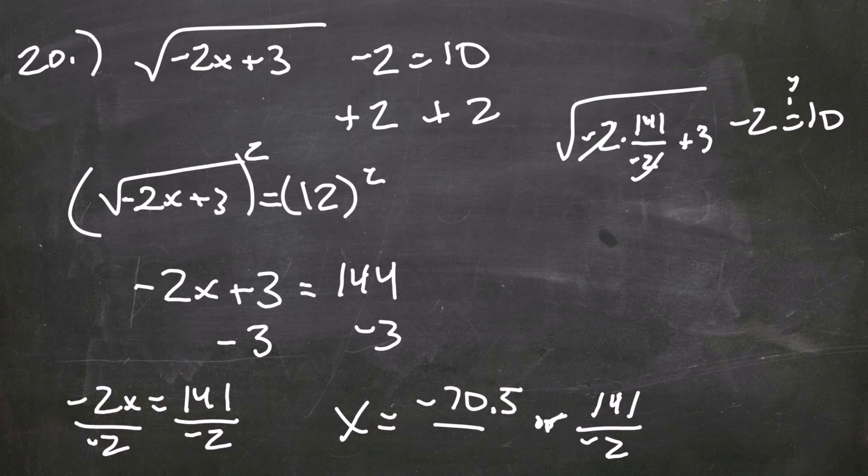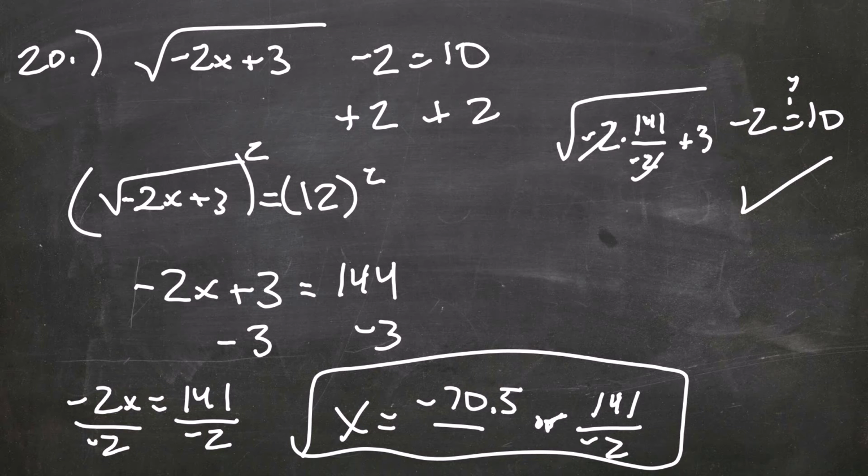Well, look, those cancel. 141 plus 3 is 144. 12 minus 2 is 10. It does work. So both of those are good. Doesn't matter how you write it. You could give me negative 70.5, or you could give me the fraction. It doesn't matter. That's it for 20.